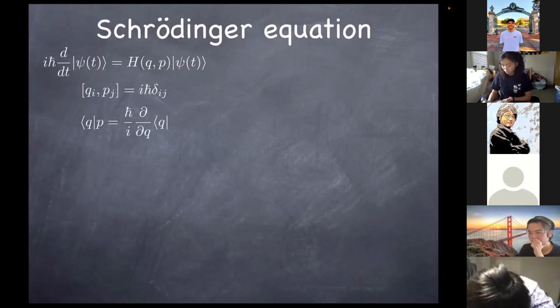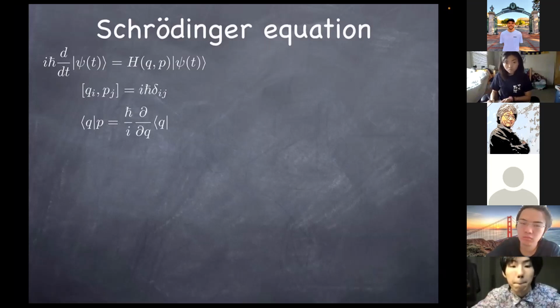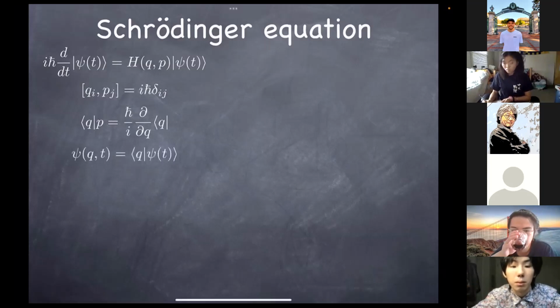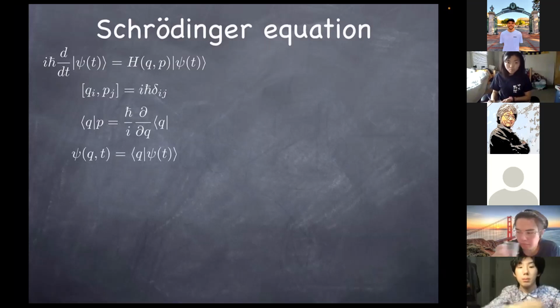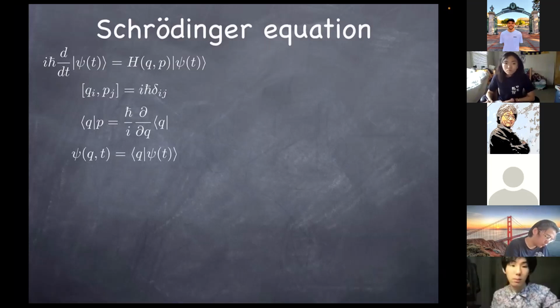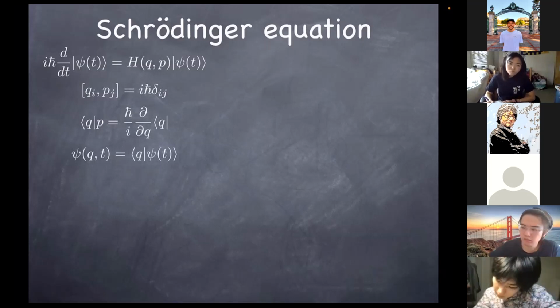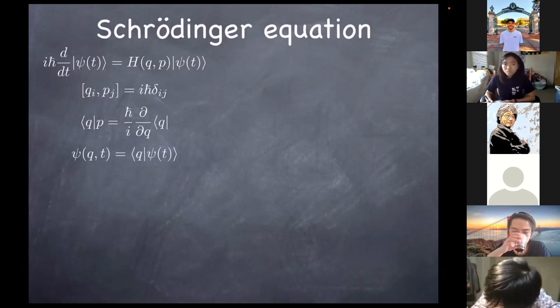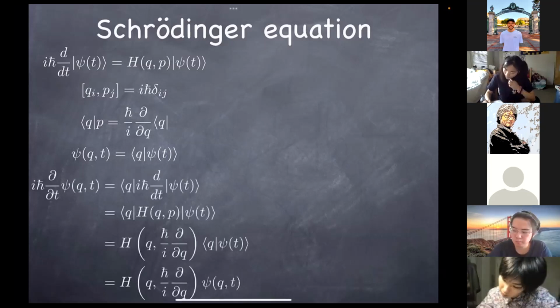And knowing this canonical commutation relation, you know that P can be written as a derivative with respect to Q times h bar over i to satisfy this commutation relation. And using this Q bra, you can define the inner product of the Q bra and the state ket psi, and that defines the wave function. The psi is now a function of Q and t. And using the idea that the momentum operator is given as the derivative operator with respect to Q, you can write down the differential equation for the wave function psi of Q and t.